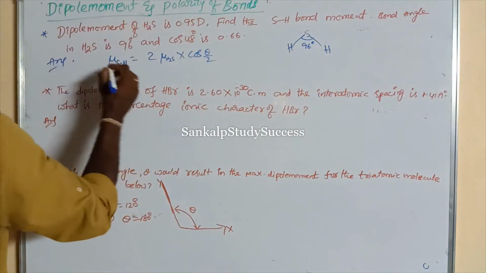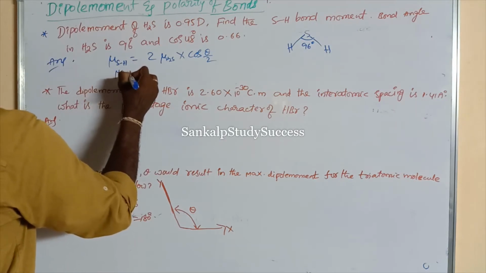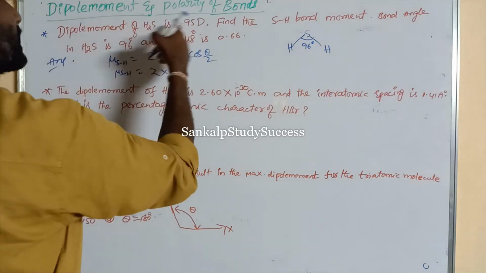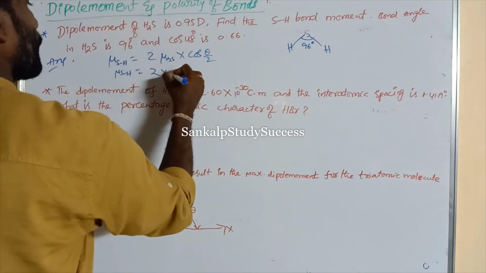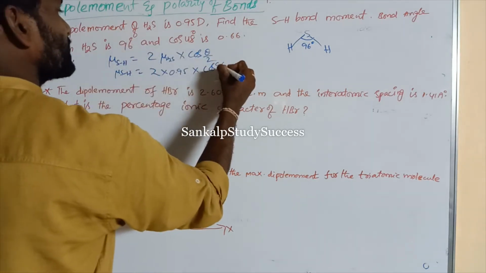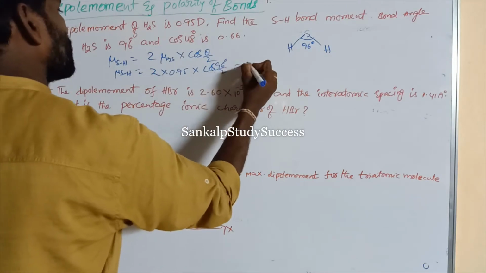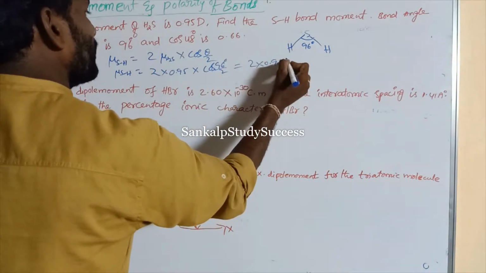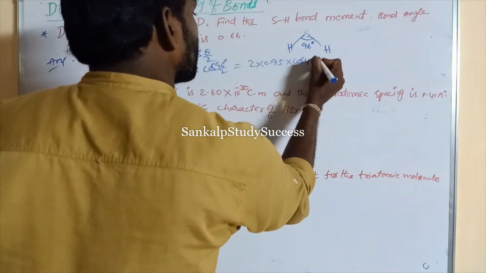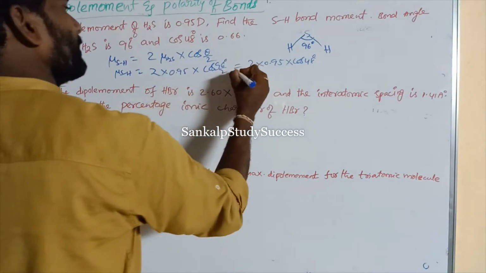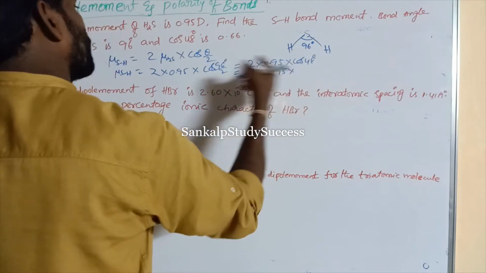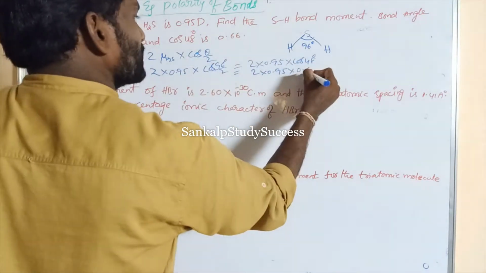So now mu bond S-H is equal to the dipole moment of H2S, which is given as 0.95, divided by 2 into cos theta by 2, that is cos of 96 degrees by 2, which means cos 48 degrees. The cos 48 degrees value is 0.66.